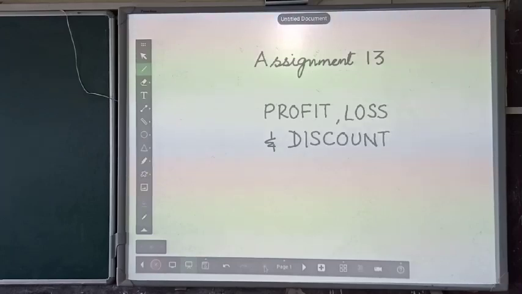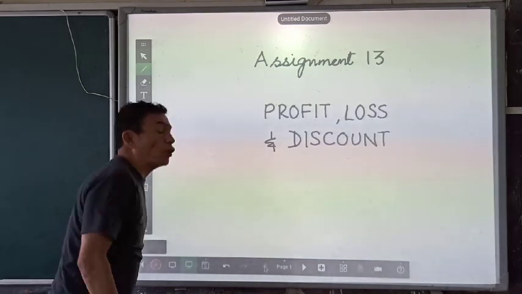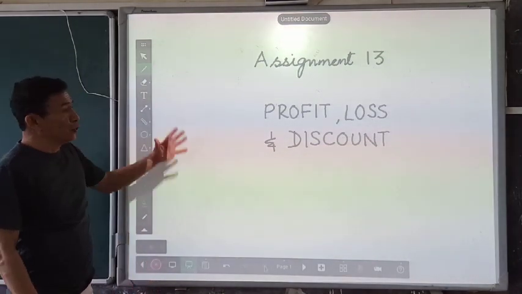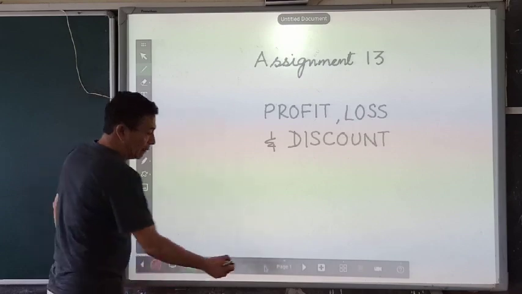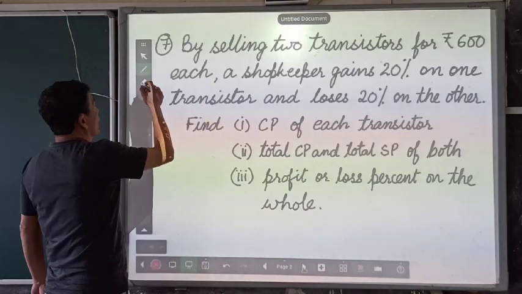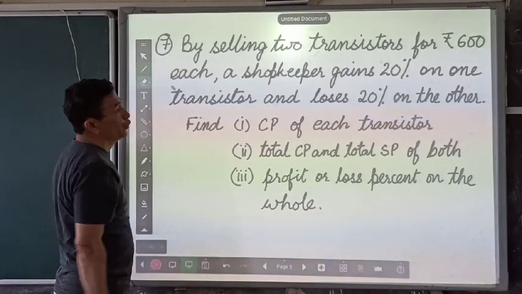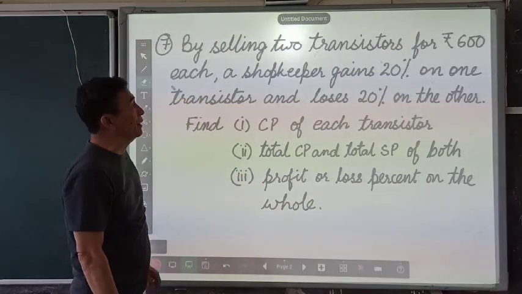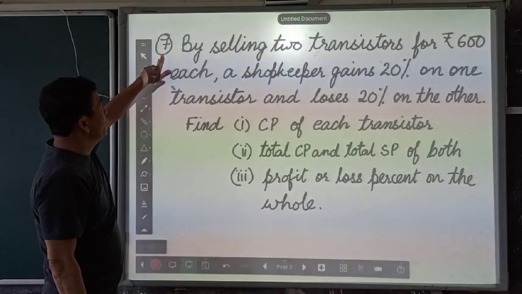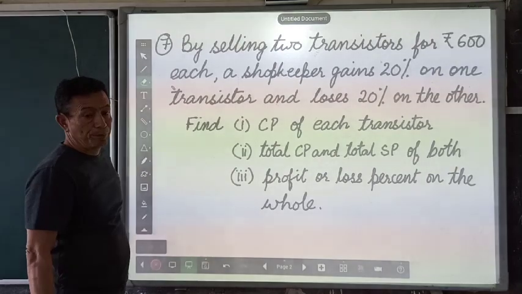This is your assignment number 30. We are still with profit, loss and discount. So from assignment number 13, I'm actually taking one of the sums that are there for you. That's your first sum in assignment number 13, and it's question number 7.